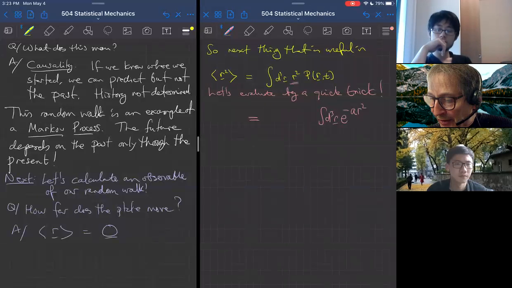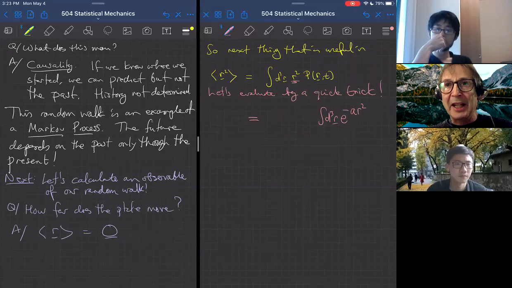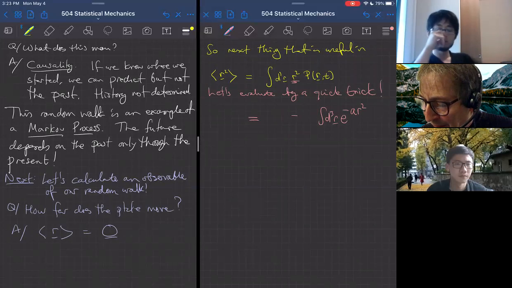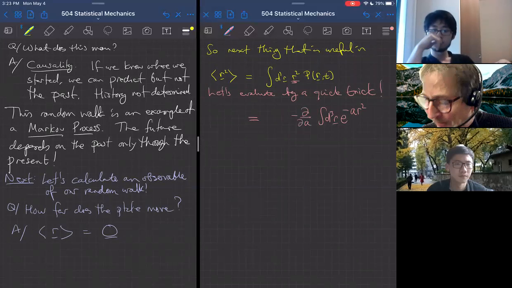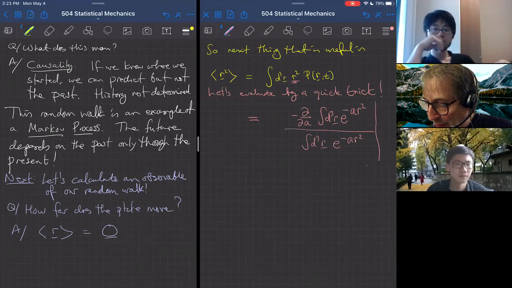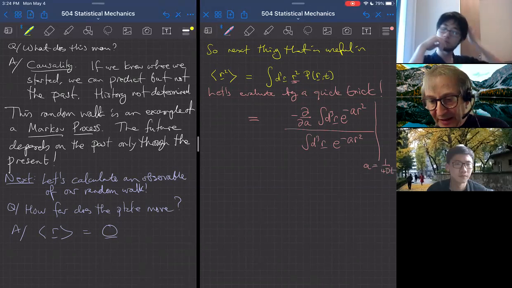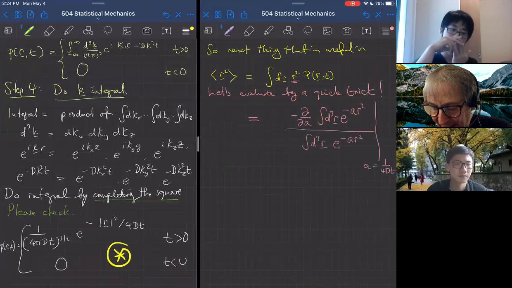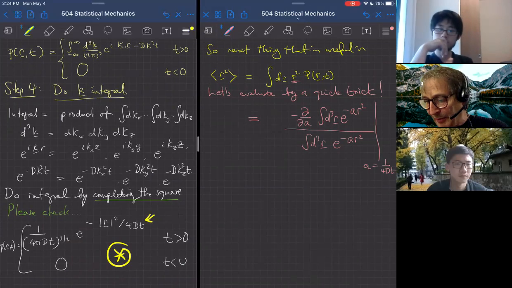I want to have this r squared in there. But you say, well, wait a minute, we're in statistical mechanics, and in statistical mechanics, every time we have to do an integral, we do a differentiation. So you say, well, look, I can evaluate that by just differentiating this integral with respect to a. That'll bring down the r squared. But of course, I have to normalize it by d3r e to the minus ar squared. And then what is the value of a? Well, the value of a is just 1 over 4 Dt, because that's the factor that I have in my exponential there.